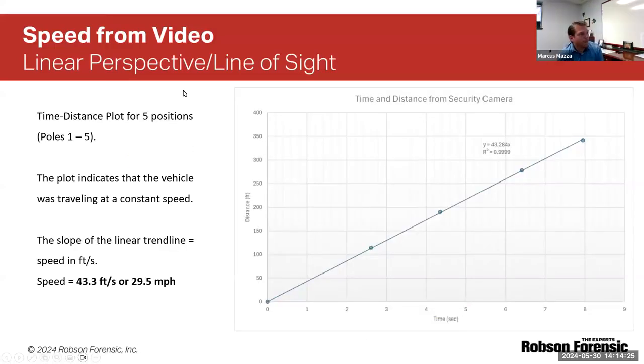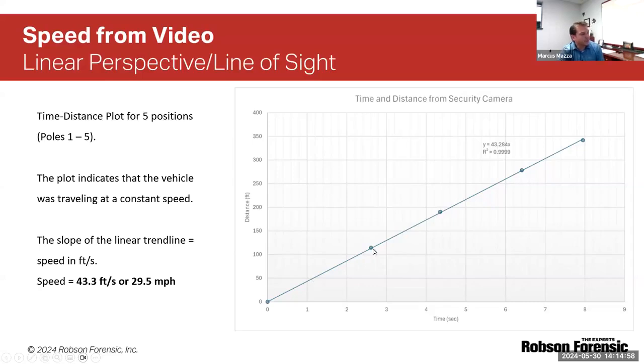So we can see here on the plot, we have time on the X, distance on the Y, and we have our 5 positions plotted. And you can see that when we draw a straight line through those 5 points, the slope of that line is our speed. Again, this is distance versus time. And if you look at the slope, that represents distance divided by time, which is our speed. In this case, 43 feet per second, or about 29.5 miles per hour.